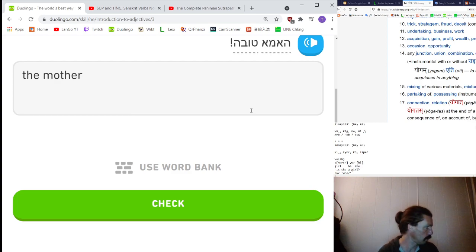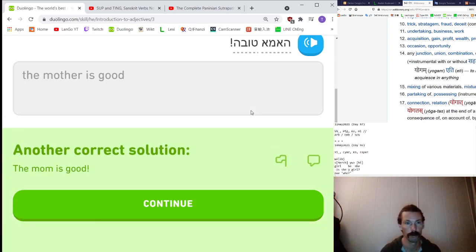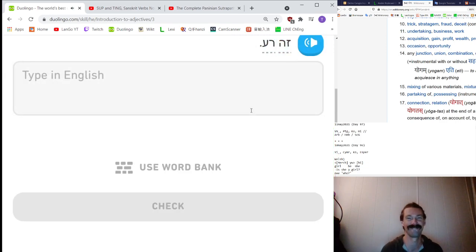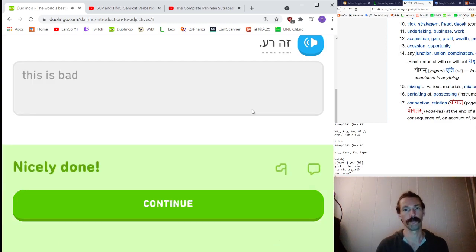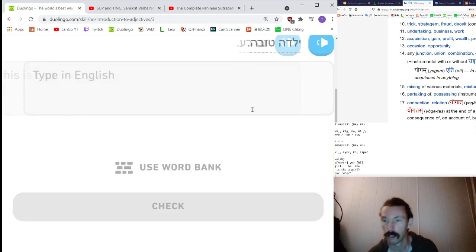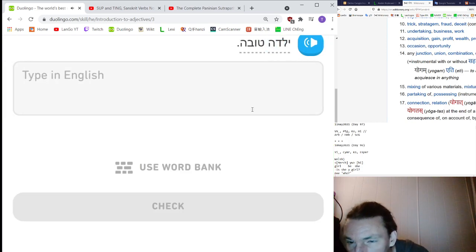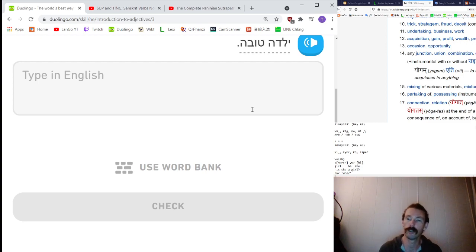And the adjective is unmarked. It's verbal. The mother is good. It's predicate-y. Zeh ra. Zeh ra. This is bad. Now, zeh doesn't have an article on it, but it is definite. Yalda tova. Like translating hen and hem as ellas and ellos, respectively.